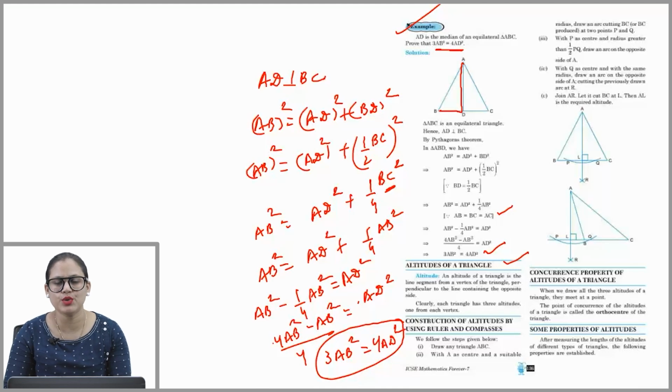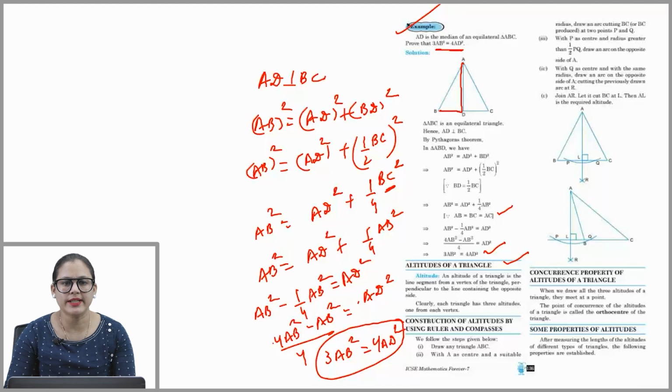Altitudes of a triangle. An altitude of a triangle is the line segment from a vertex of the triangle perpendicular to the line containing the opposite side. Clearly, each triangle has 3 altitudes, one from each vertex. Construction of altitudes by using ruler and compasses. We follow the steps given below.